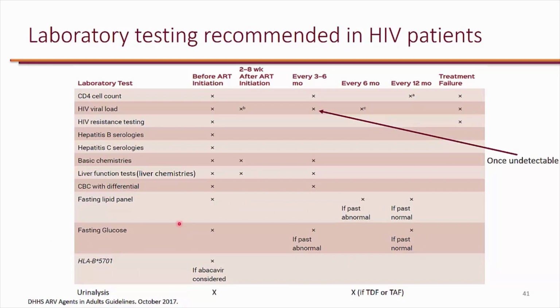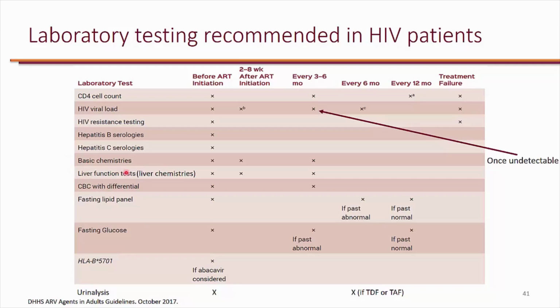Let's look at some monitoring parameters. So basically, these are from the guideline. At baseline, before starting, they want everyone to check CD4 count, HIV viral load, ideally HIV resistance testing, so that when you choose a regimen, you choose something that's susceptible. You also want to make sure you find out if the patient has Hep C and Hep B co-infection. Of course, basic chemistries, so Chem7 to assess the renal function.